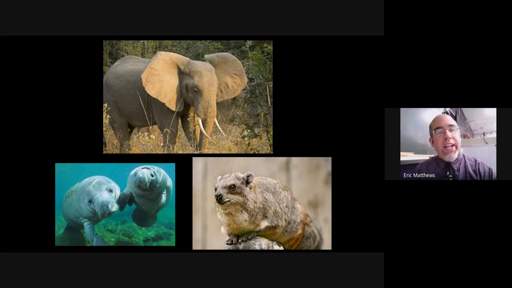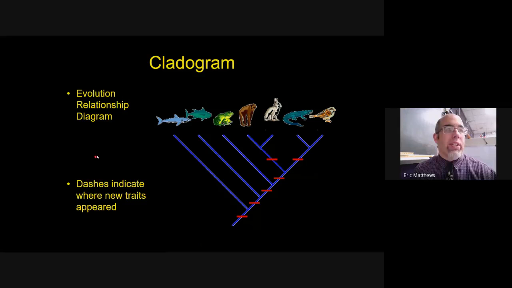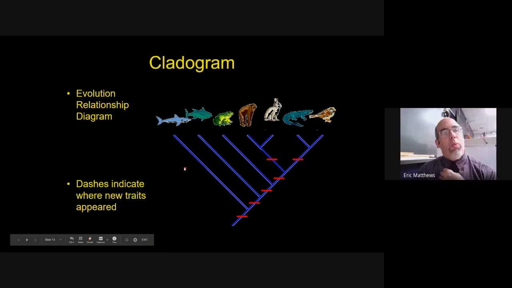So classification is constantly working to try to find better and better explanations and better ways of grouping organisms so that we can tell exactly what characteristics they may or may not have. And that brings us to something like our cladogram. All this is our way to organize species based on how many characteristics they share. Each of these dashes indicates where new traits appeared.